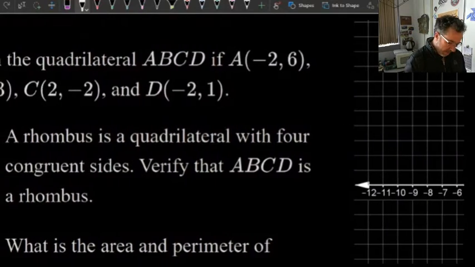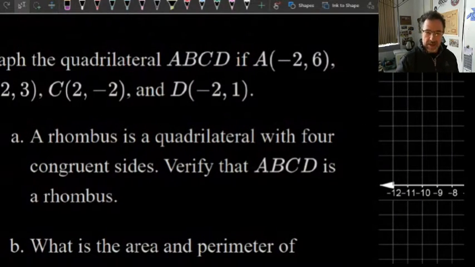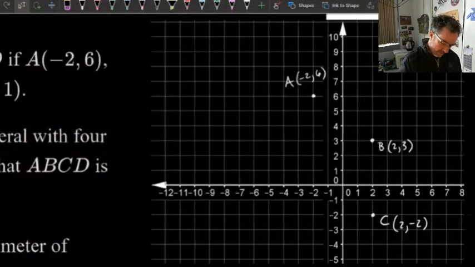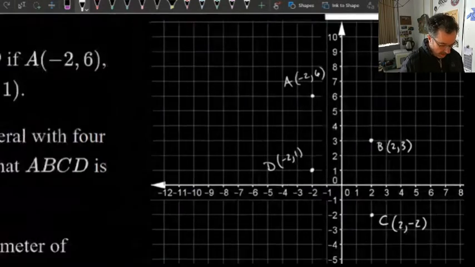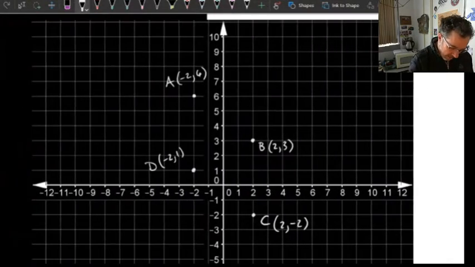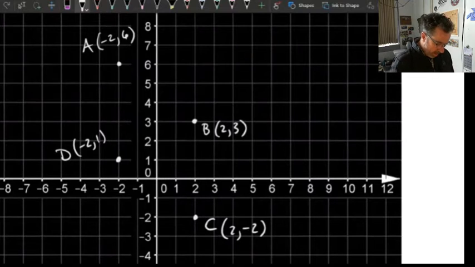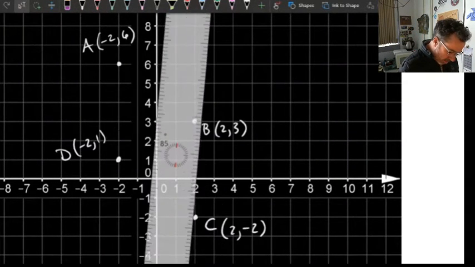And then the last point after that is D, which is at -2, +1. So D is going to be -2, +1. Okay, here we go. D is at -2, +1. Okay. That's the shape we've got there. So I guess ruler time, right? We plotted the points.